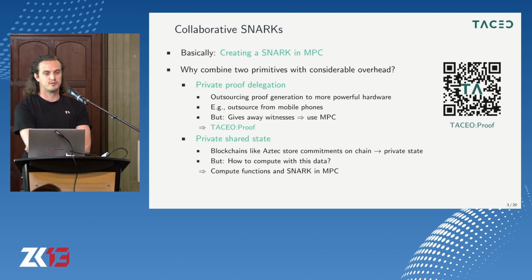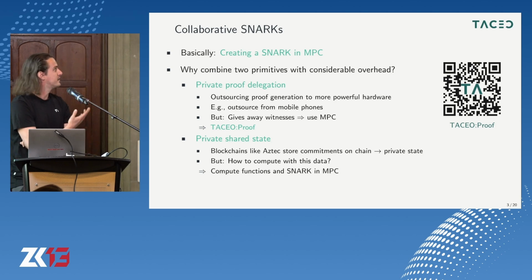So we have two primary use cases. The first one is private proof delegation, where you want to outsource the proof generation from a handheld device, which is not so powerful and can't do the computation in reasonable time. But the problem there, if you just upload your witness to someone, you leak the witness to the person and you have to trust them. So this is where MPC comes into play. So you secret share your witness and then an MPC network does the computation for you.